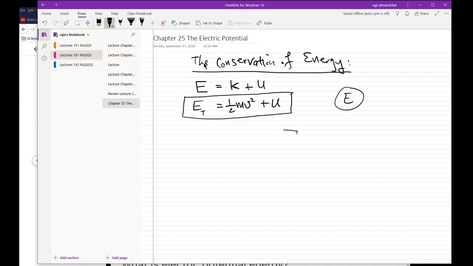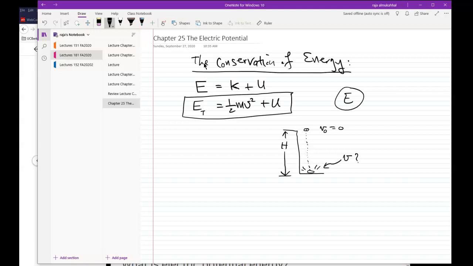Let me give you a quick example. Let's say I am at some height, and the height, let's call it H. And let's say I have a stone. I'm holding the stone between my fingers, for example, and I drop the stone to the ground. The question is, if the stone started from rest, what is the speed of the stone just before it hit the ground?